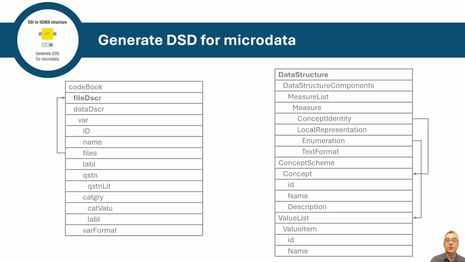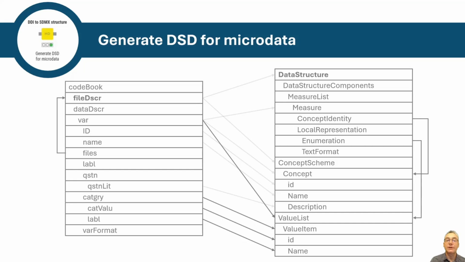Now, let's focus on the mapping of elements between the two models. From the DDI file description, a data structure definition and a corresponding concept scheme are generated. For each variable in the dataset, a measure and its associated concept are created. Key elements of the variable are mapped as follows. The variable ID, name, and question literal in DDI are mapped to the concept ID, name, and description in SDMX, respectively.